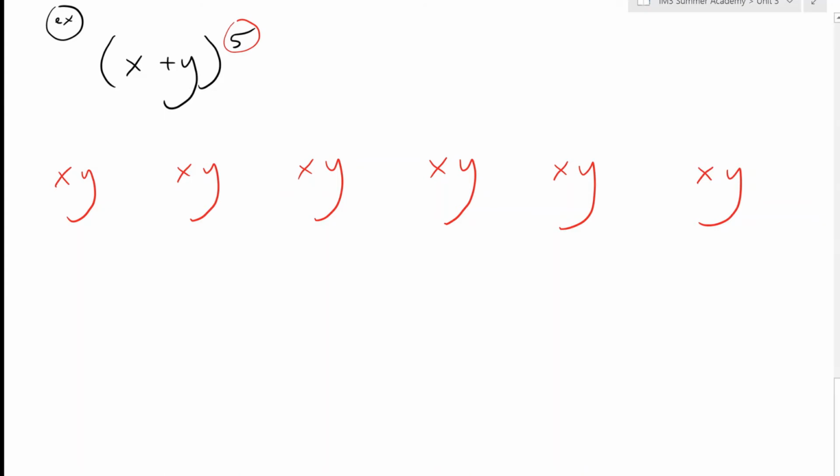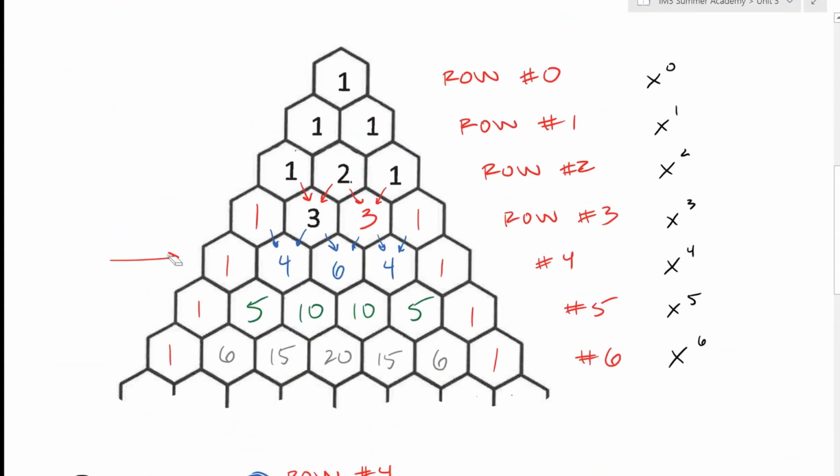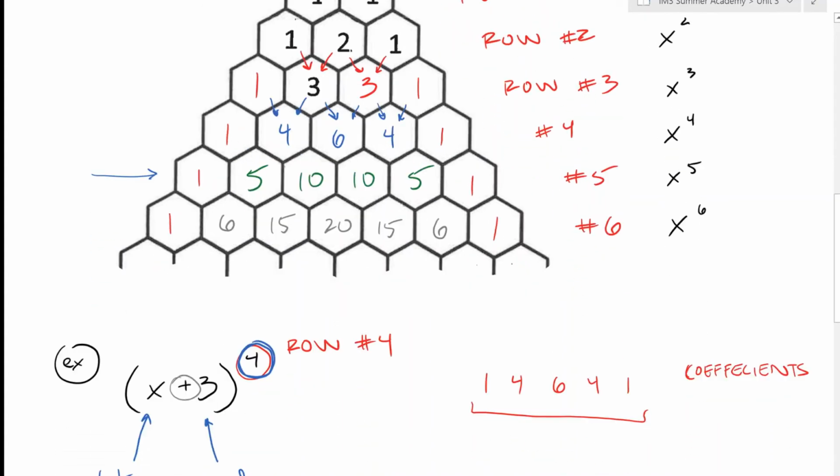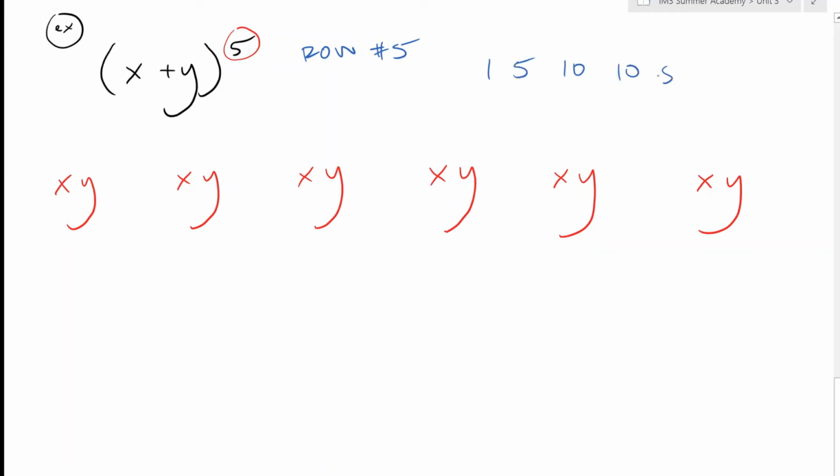The exponent tells me I need to look at row number 5. And I'll go ahead and scroll back up. Row number 5 now is this one here with 6 terms. 1, 5, 10, 10, 5, 1. So we need those numbers 1, 5, 10, 10, 5, and 1. Those will go in front of here. 1, 5, 10, 10, 5, and 1.